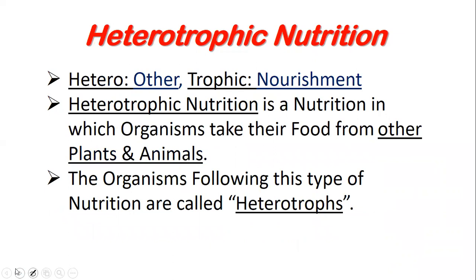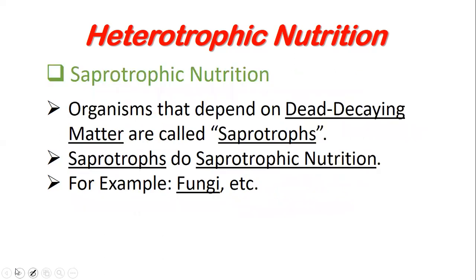Now, heterotrophic nutrition. Hetero means other and trophic means nourishment. So heterotrophic means other nourishment, meaning dependent on other plants and animals. The organisms that follow heterotrophic nutrition are called heterotrophs. Heterotrophic nutrition is divided into four groups. First is saprotrophic nutrition. The organisms that depend on dead and decaying matter are called saprotrophs, for example fungi.